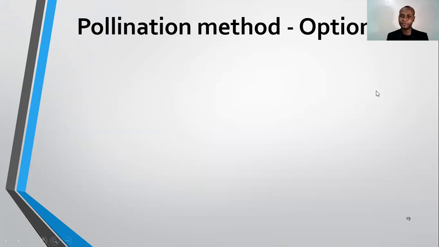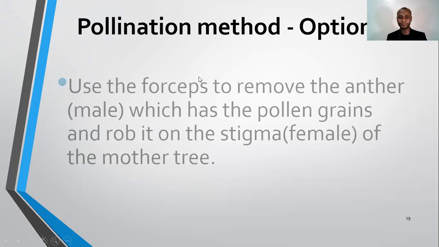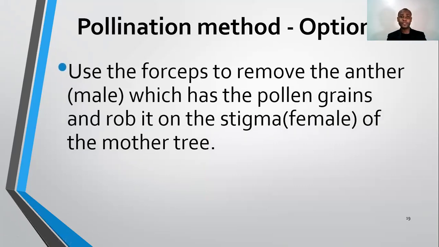Okay, now option 2, how you can pollinate. What you can do is use forceps to remove the anther, that is the male part, which has the pollen grains. And then you rub it on the female part, the stigma of the mother. Unlike what I said before, where you remove the staminodes to expose the stigma, and then remove the petals to expose the anther.